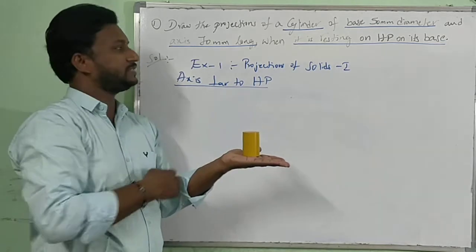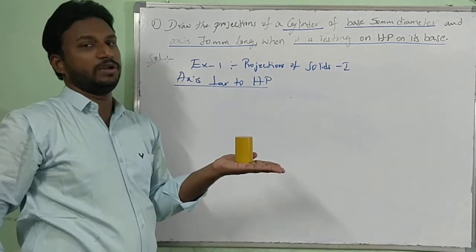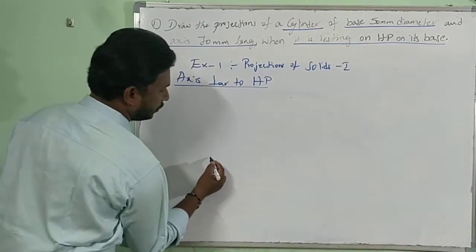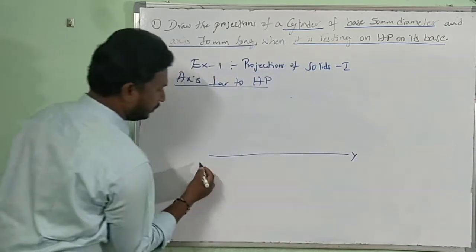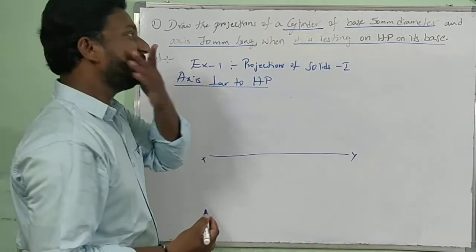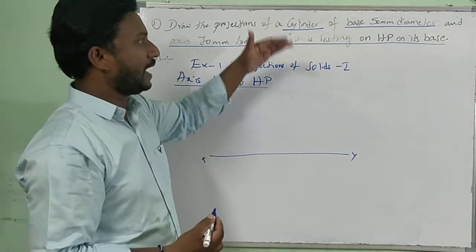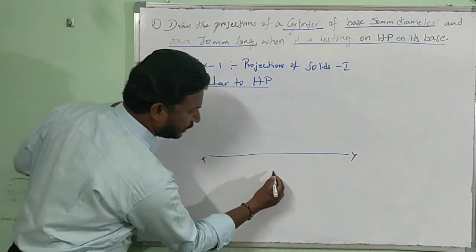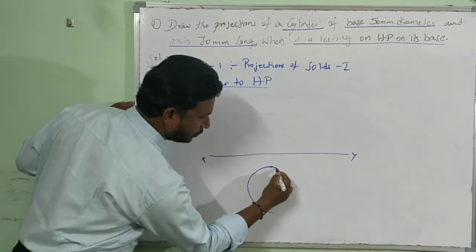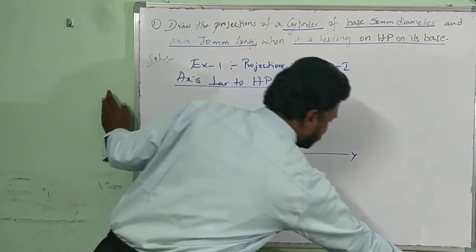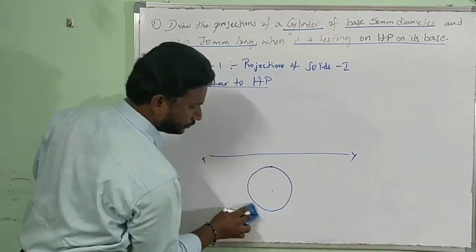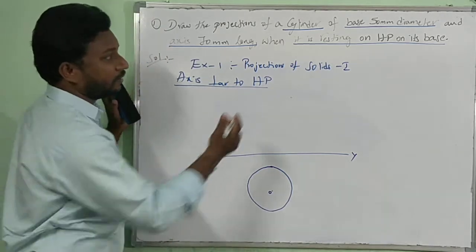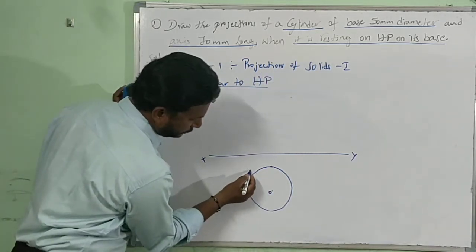We are dealing with this case as part of exercise 1, projections of solids 1. Now, simply, how to draw it. Draw an XY line. Top view. What is the top view? Circle. So where do we have to start? As a particular distance and height are not given, you can draw anywhere. Take a center O and draw a circle with center O. What's the diameter? 50 mm. Try to show the diameter.